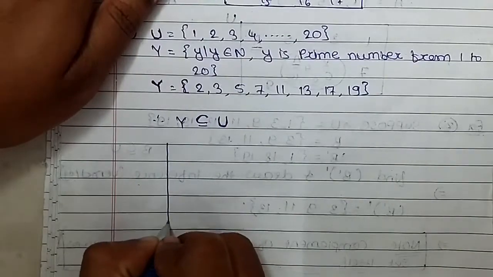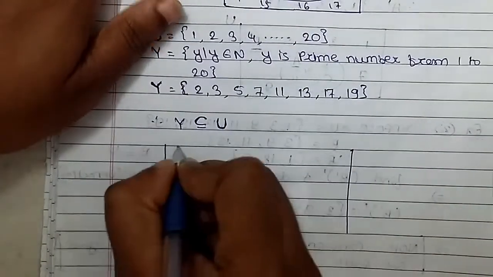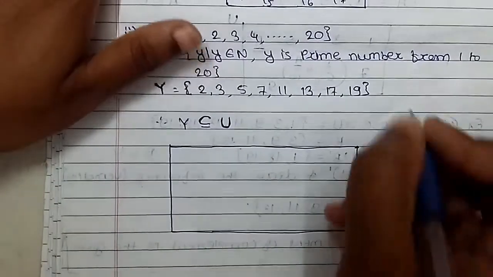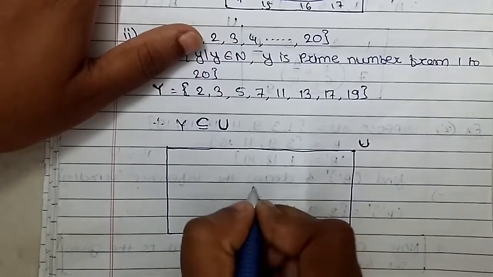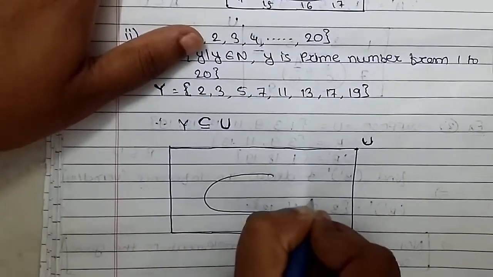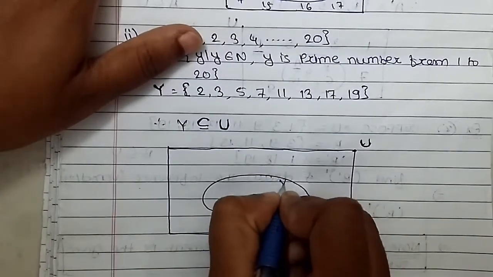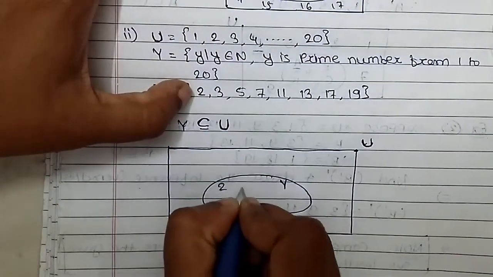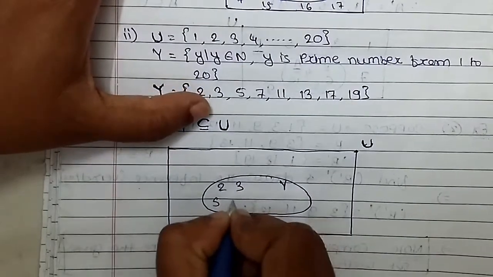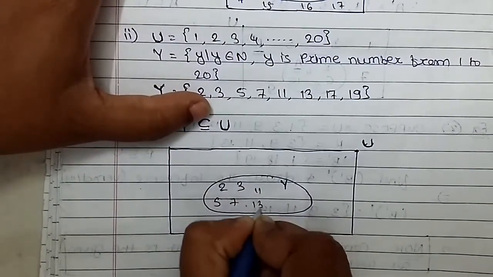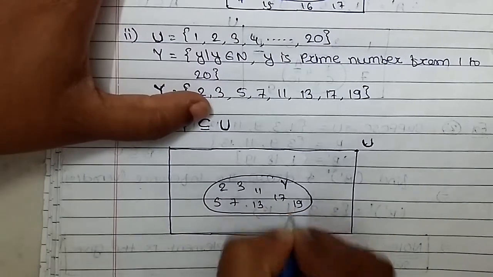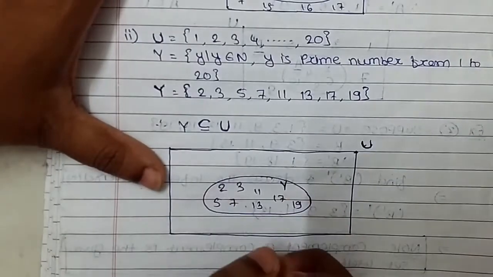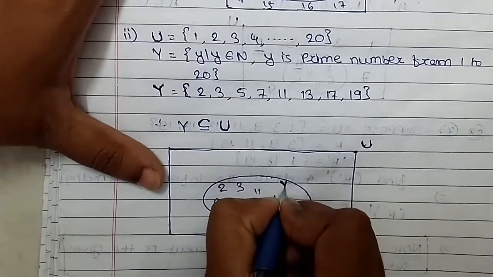So draw this. This rectangle represents the universal set. Then draw one circle inside this, which represents the subset, that is Y. Then write down the Y elements here, that is 2, 3, then 5, 7, 11, 13, 17 and 19. Next, those elements which are not in the subset, write down outside this one.